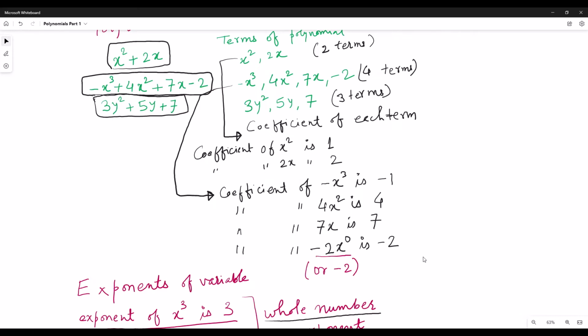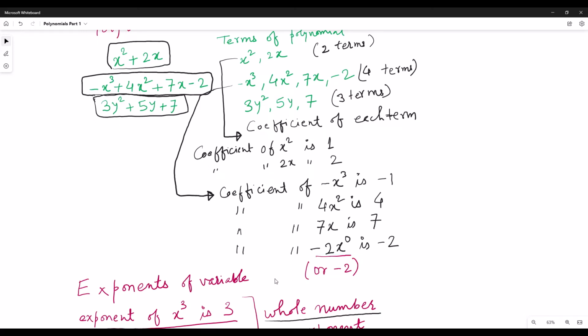What is the coefficient of minus 2 in this expression? Minus x cube plus 4x square plus 7x minus 2. The coefficient of minus 2 is minus 2. Why? Because minus 2 is also one of the terms where x to the power is 0. X to the power 0 is 1. So the coefficient of minus 2 x to the power 0 is minus 2.